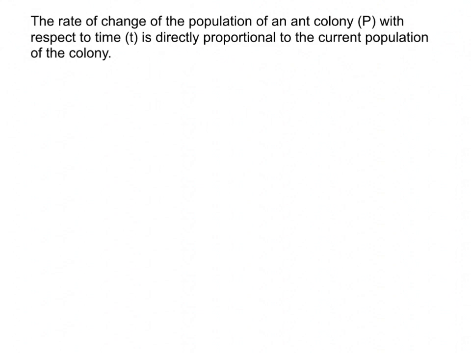Suppose that you had a differential equation that looked like this, something written in words. It says the rate of change of the population of an ant colony P with respect to time t is directly proportional to the current population of the colony. So based on last night's homework, we should be able to write this as a differential equation. So first, the rate of change of the population of a colony with respect to time t, that means dP/dt, that is directly proportional to, so equals k times the current population. Well, the current population is P, so k times P. Right? Now let's take a look at solving this thing.